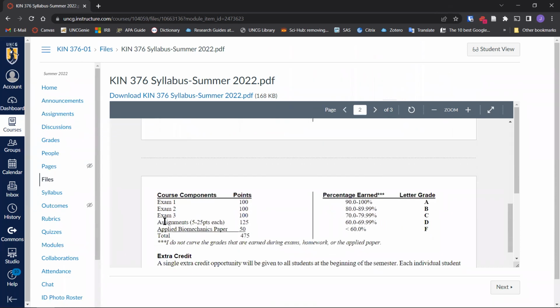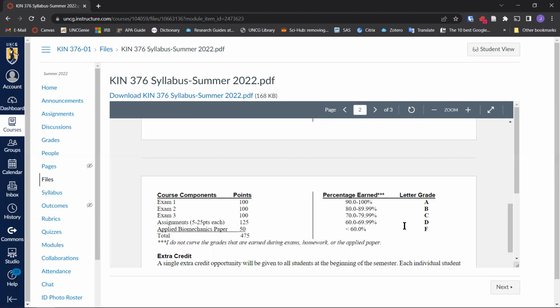But this is how your grade will be determined. There are 3 exams, each worth 100 points. The 3rd exam will be a bit cumulative, but will also include some new topics that we hadn't discussed prior. These will include movement variability and the neural mechanisms for motion control. There are 5 assignments. These 5 assignments are mostly mathematical assignments. We're looking at the mechanics of motion. They're worth 25 points apiece. And then there's an applied biomechanics paper, which I'll go into closer to the end of this video. And then this is how your grade is determined.